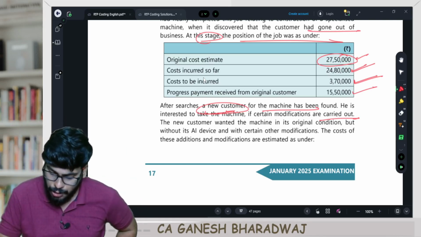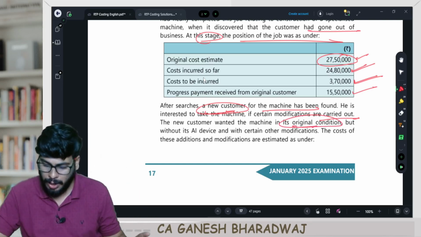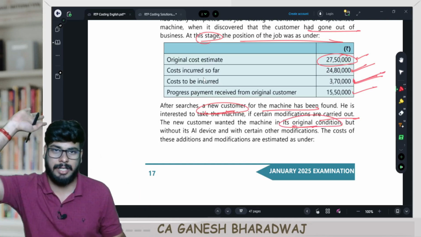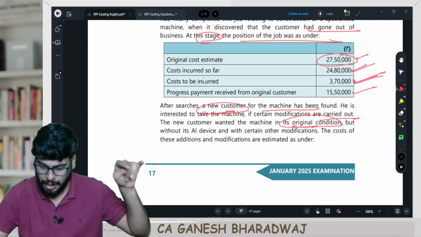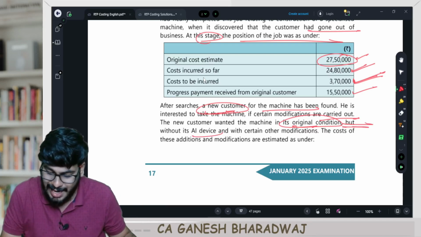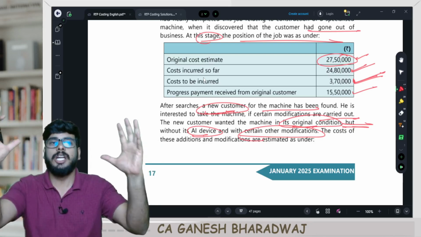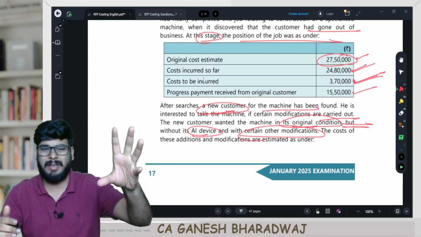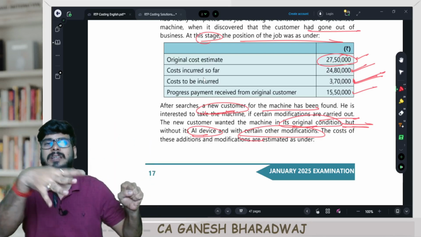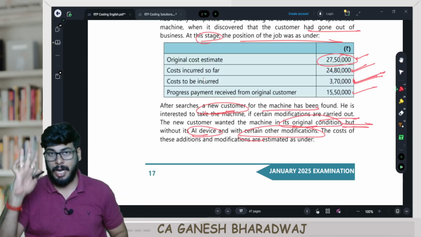Now, the new customer wanted the machine in its original condition. Means what? You further incur the 3,70,000, right? Make the original machine. Now, from here, they are saying, but without its AI device and with certain modifications. They are saying you make the original machine, then remove that AI device, make the certain modifications I want, and give it to me as a customized product. Are you clear with this?